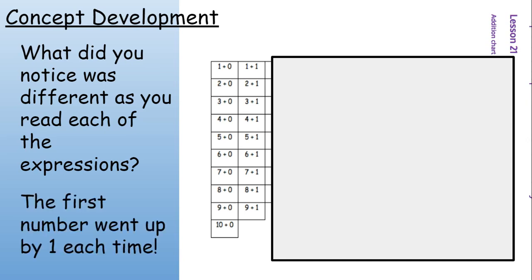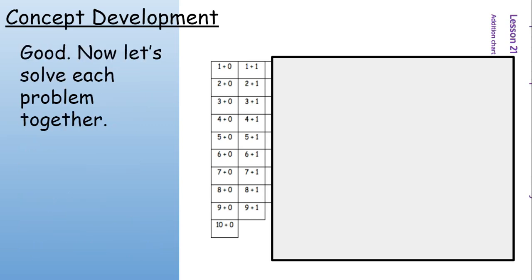The first number went up by 1 each time. And we can see that. The left side of that expression, the numbers are climbing, and on the right side, the add-ins are 1. Good. Now let's solve each problem together.